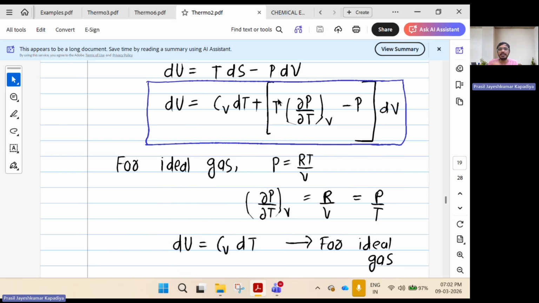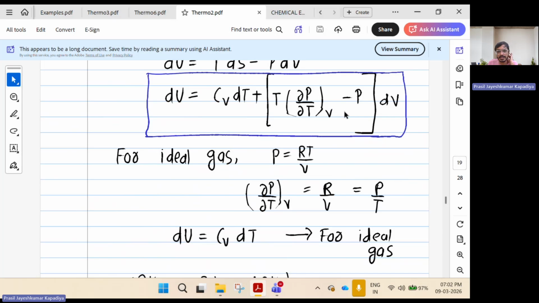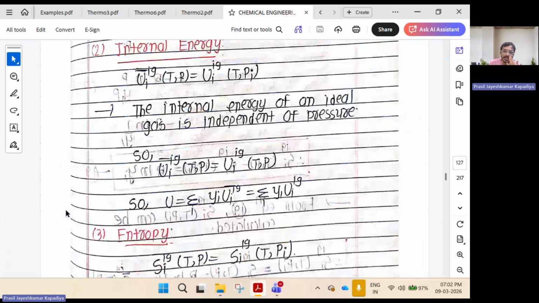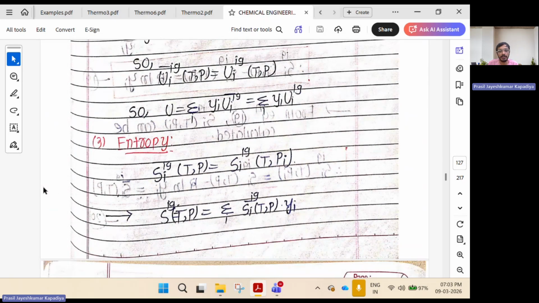Okay, this is the TdS term. We have seen this earlier, so I will not spend time on it. If I replace this term for ideal gas, it is going to be zero. So for ideal gas, du is nothing but Cv dT, only that term. So we know that the internal energy of an ideal gas is independent of pressure. So I can write that the partial molar internal energy of an individual component at temperature and pressure will be equal to the molar internal energy of that particular component in the ideal gas state. If I use the summability rule simply, I can find the total internal energy of the system.